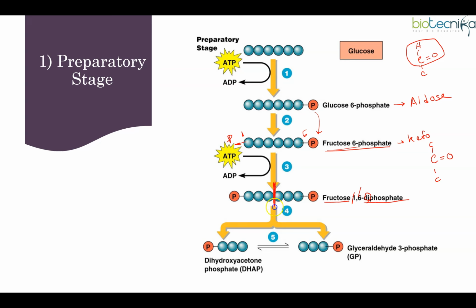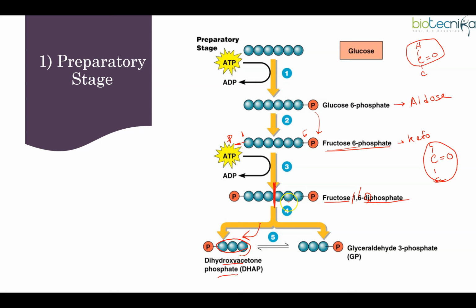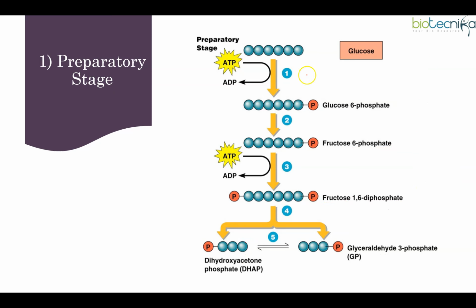So when this is split, you already get the keto molecule, which is dihydroxyacetone phosphate. A 3-carbon keto sugar is dihydroxyacetone phosphate. And the other 3-carbon piece doesn't have a functional group, so it is converted into an aldehyde group. That is why the enzyme that will be catalyzing here is called aldolase. Okay.